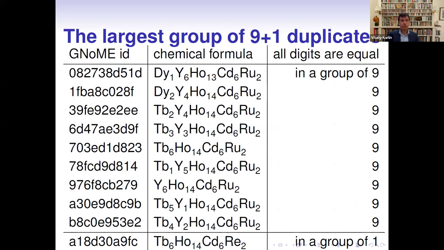So this is the largest group of near duplicates. All digits are absolutely equal in this group of nine files. All chemical compositions are different, so you could guess that some elements were replaced by different ones. The total number of elements is the same, but they are slightly updated here. What extra crystal joins the group when we round numbers up to two decimal places? Here it also joins, and you see the composition is similar.